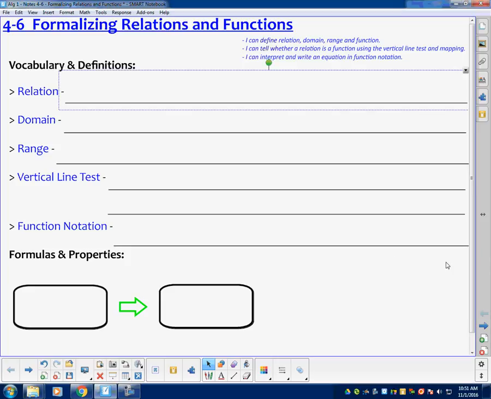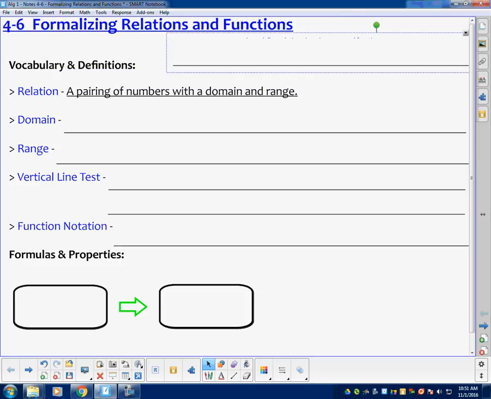Okay, this is 4.6, formalizing relations and functions. We have some vocabulary here. We'll start with a relation. A relation is a pairing of numbers with domain and range. So a relation would be something like, here's what I mean by pairing of numbers.